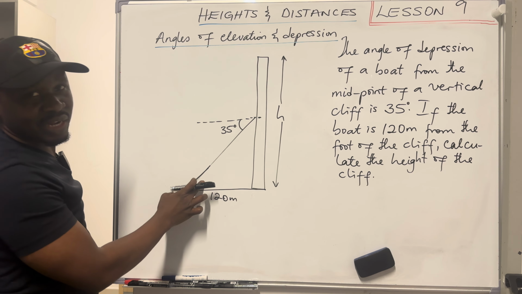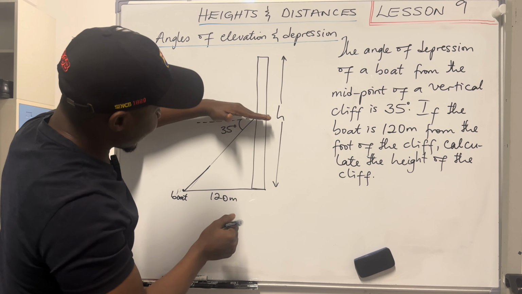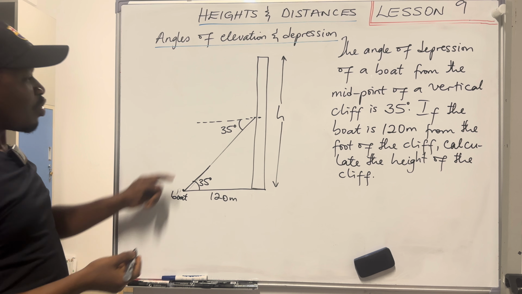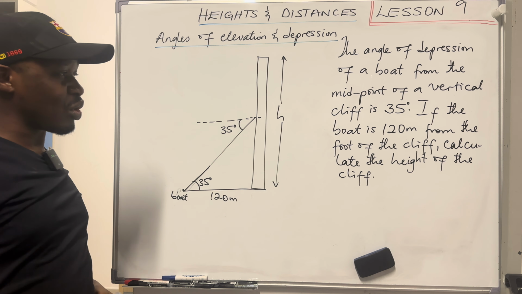But one thing I want you to understand is angle of depression is always equal to the angle of elevation here. Why? Because we can see this line and this line are parallel lines. This one is a transversal, so this is equal to this. Why? Because they are alternate angles. So here is 35 degrees. So we no longer consider this one. It will just be there just because of the way we interpreted the problem.